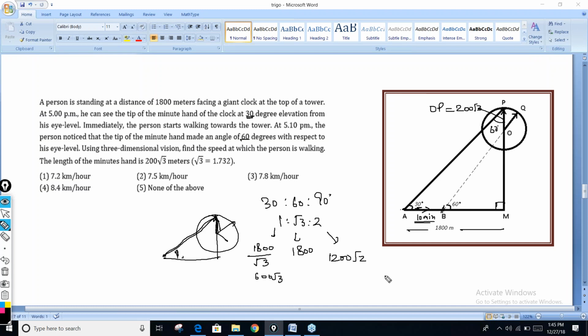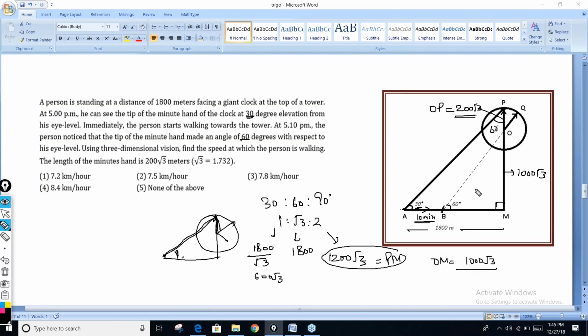So this complete side PM is 1200 root 3. If PM is 1200 root 3 and we know that OP is 200 root 3, can you tell me what is OM? OM will be 1000 root 3. Complete is 1200 root 3. This is 200 root 3. So if you subtract 1200 root 3 minus 200 root 3, you will get the length of OM, which is 1000 root 3.